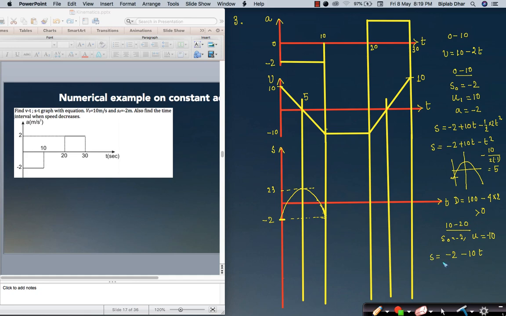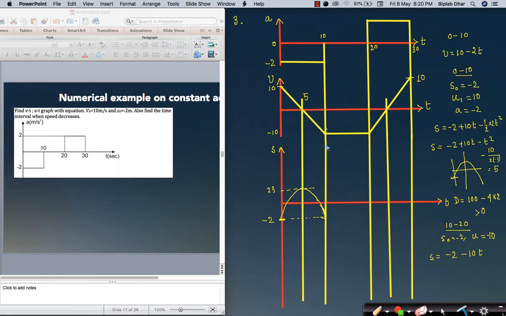But here one thing you should note, that if you put t equal to 10 second, you should find -2, because at t equal to 10 second the displacement or the position is actually -2. But from this equation you cannot find this position. You should understand what is the modification needed in this equation.